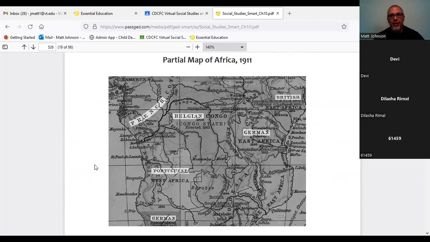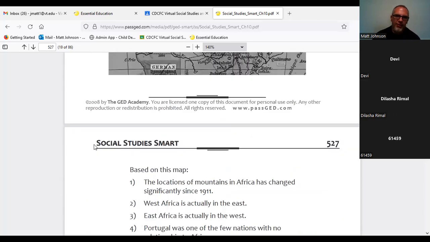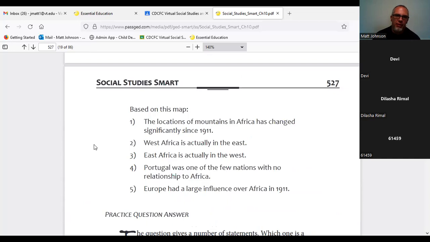So, right, we have Congo there, parts of what looks like South Africa, East Africa, and we have some colonial powers sort of printed over those lands. We kind of take in that map, and then we can look at the question here, what they're going to ask us. So based on this map, right, simple question.